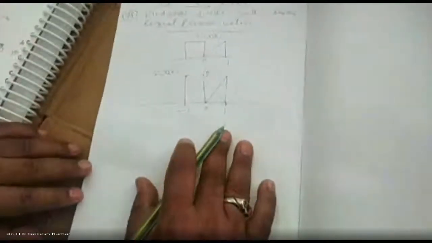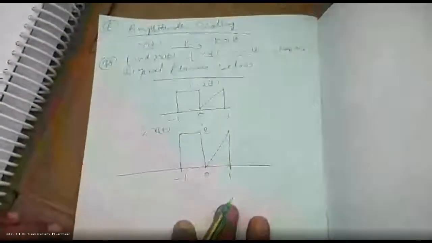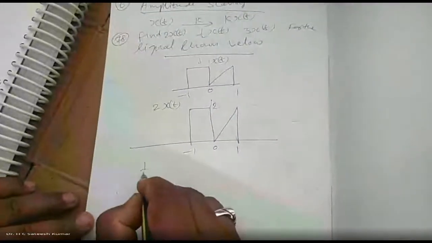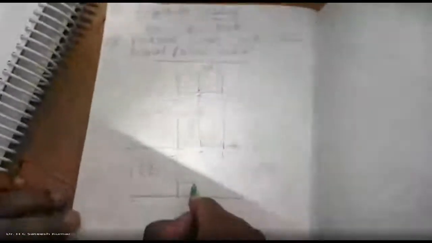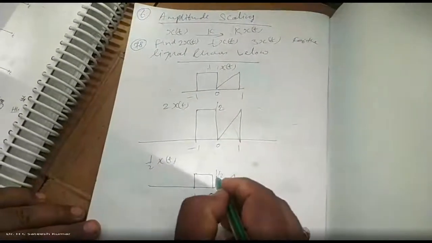Now, what is this half x of t? Half x of t is nothing but multiplying the original signal by half. Okay, right. So therefore, what will happen is the amplitude will become half. So instead of 1 multiplied by half, just multiply the amplitude by whatever the scaling factor. So this is 0, 1, minus 1. This amplitude becomes half. That is half x of t.